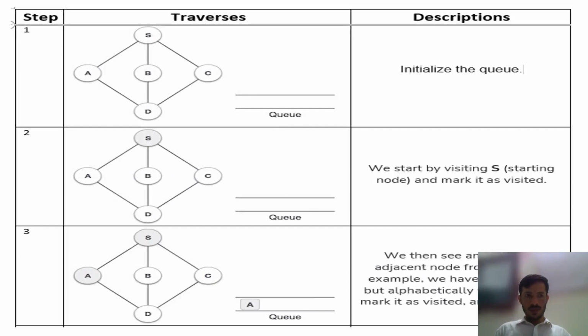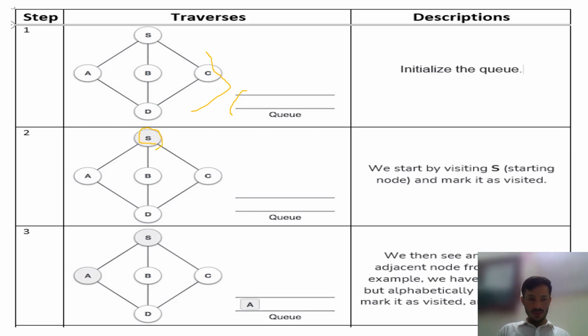So here we have steps, traverses and descriptions. In the first image you can see here, we are just initializing the queue. And the second one is, we start by visiting the starting node and mark it as visited. Here this is S.